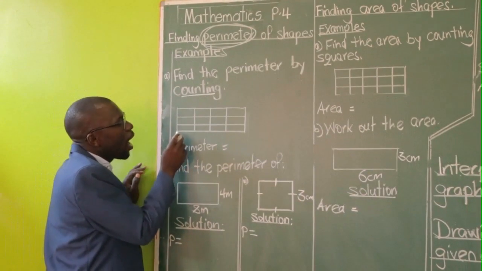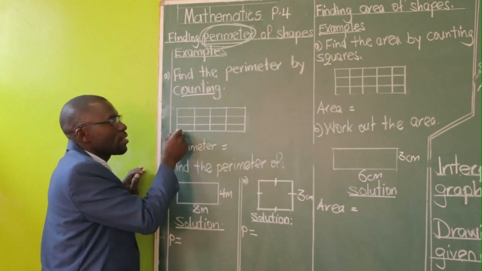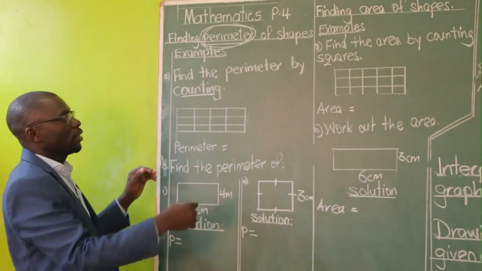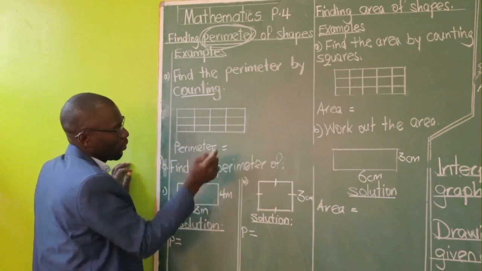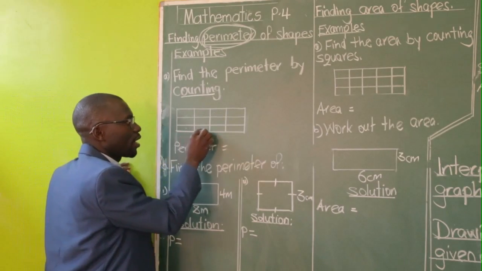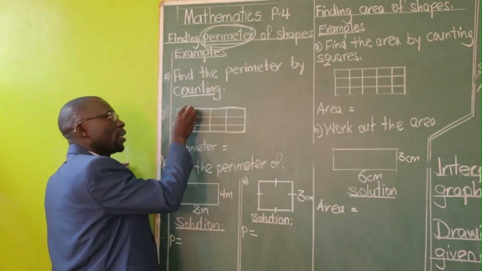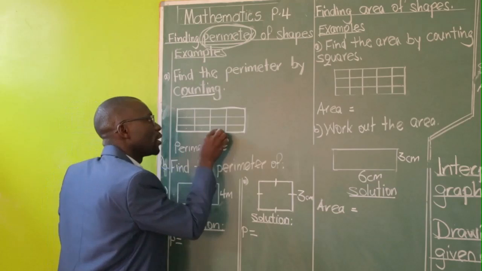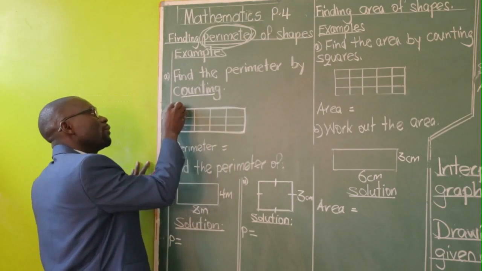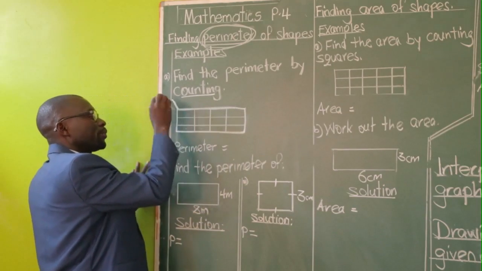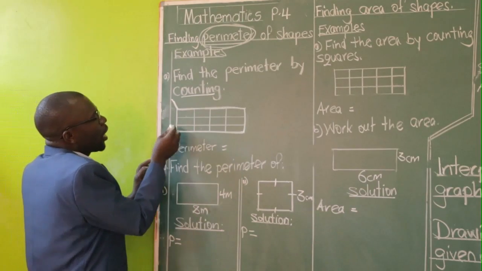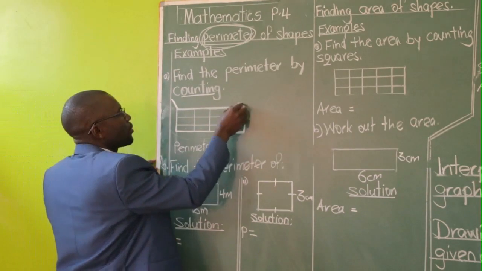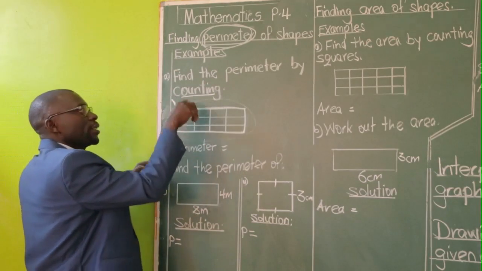So look here. How do we count and see the distance around this shape we've been given? Are we going to count these boxes? No. Perimeter is the distance around a shape. So if this is our starting point, we have to move and get back. We start from here and get back there.